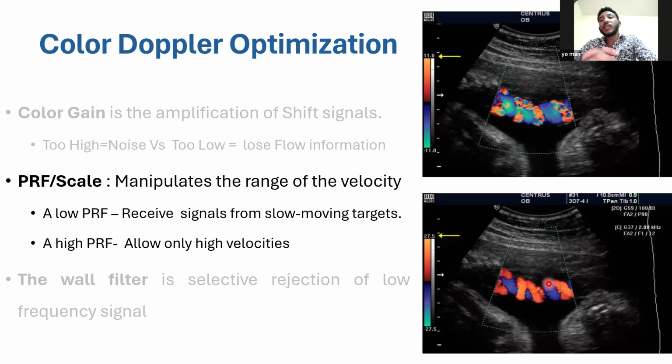But if we set the wall filter as high, like 4 or 5, depending on the machine, it will eliminate the most important flow or the most important velocities. We will see a perfect example of the disadvantages of setting a wall filter as high as possible. The disadvantages will be discussed next.